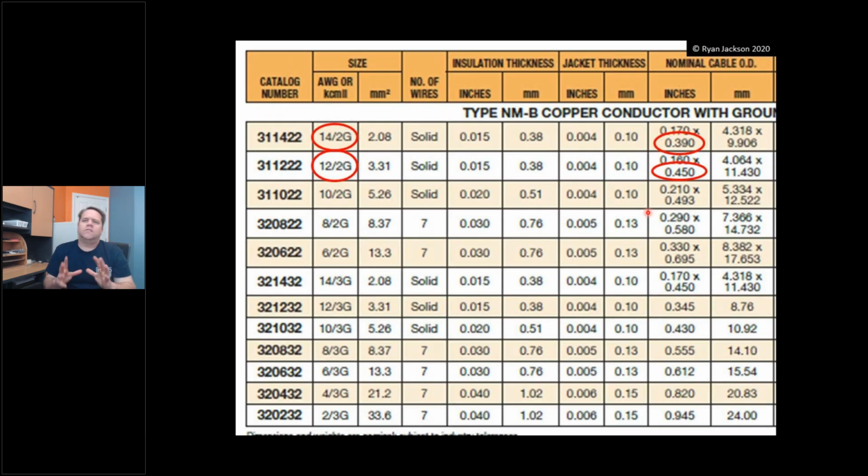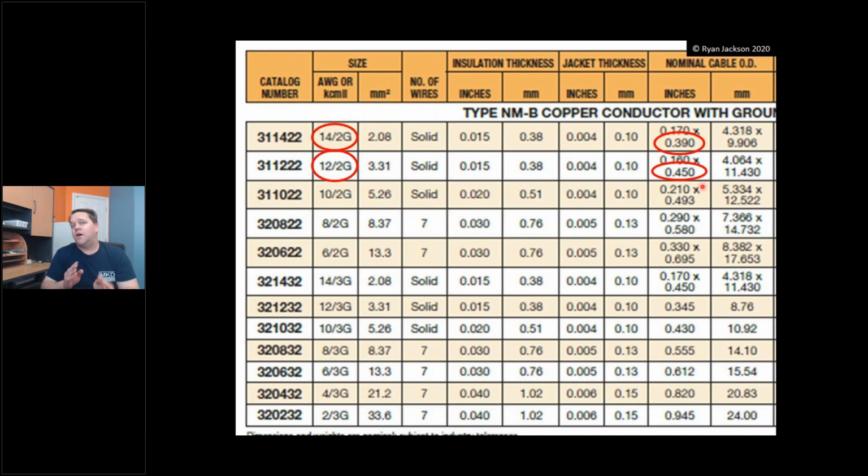So this is a chart that I downloaded from a very popular cable manufacturer, and it shows the diameters of their cables. For 14-2, it's 0.39 inches wide. For 12-2, it's 0.45 inches wide. But the diameter is only half the game. We're not doing anything based on the diameter, we're doing it based on the area.